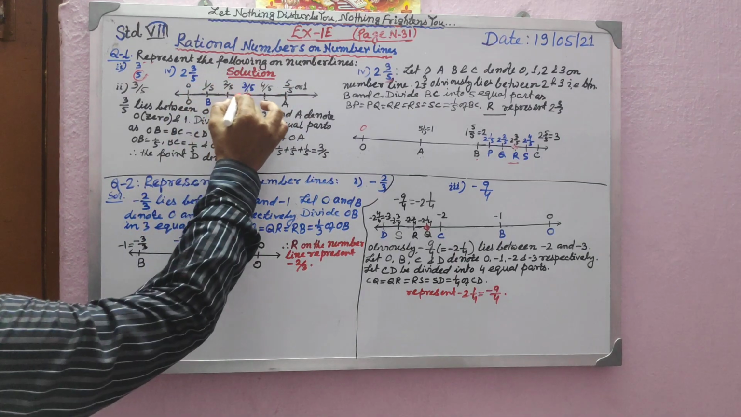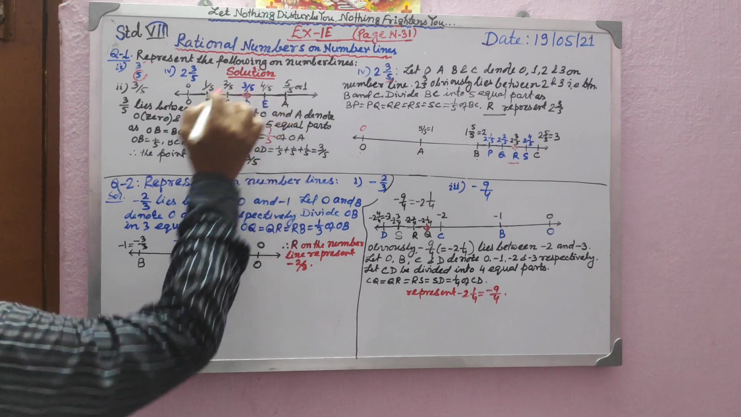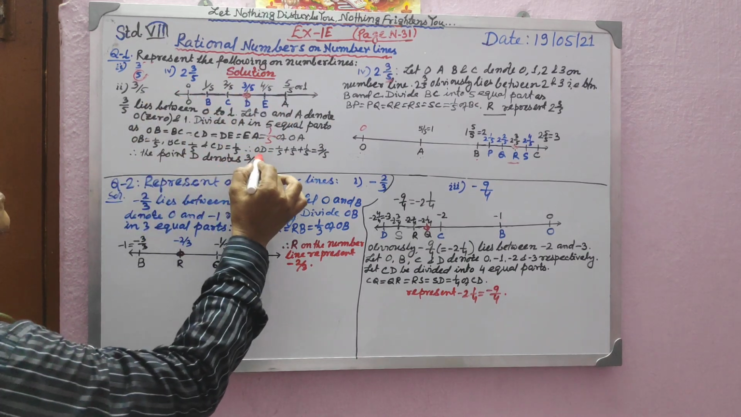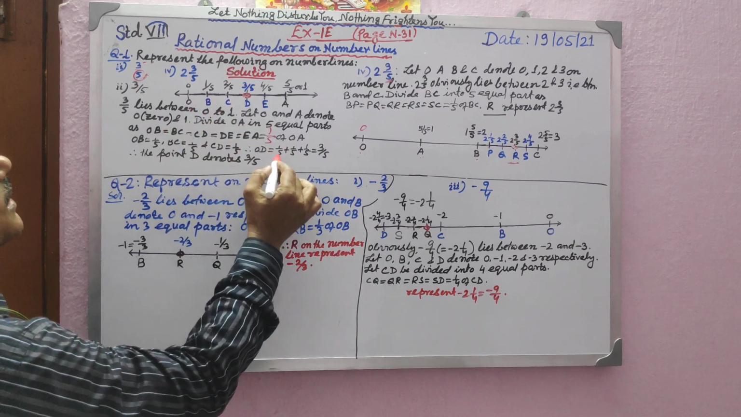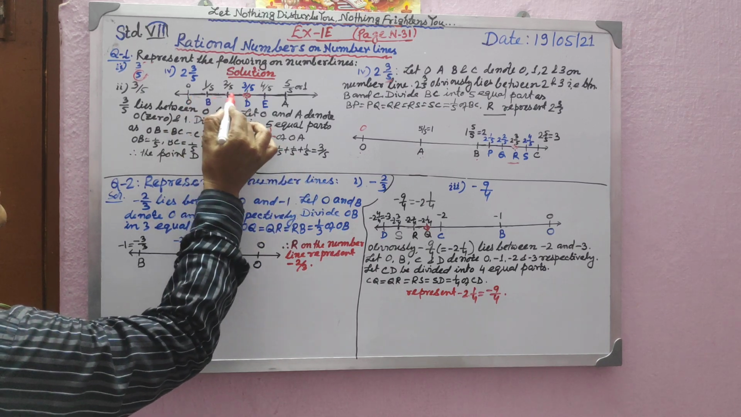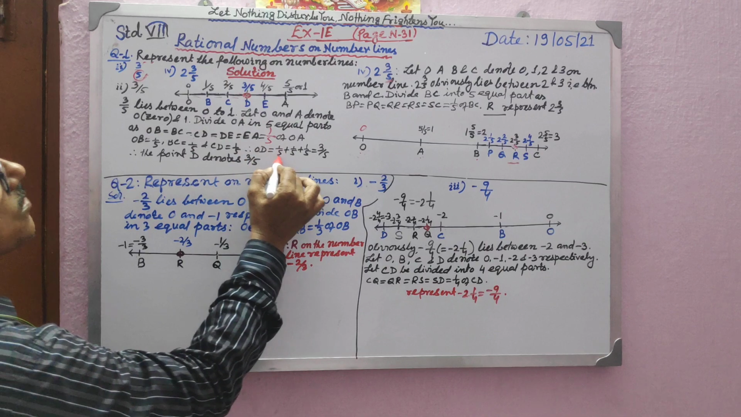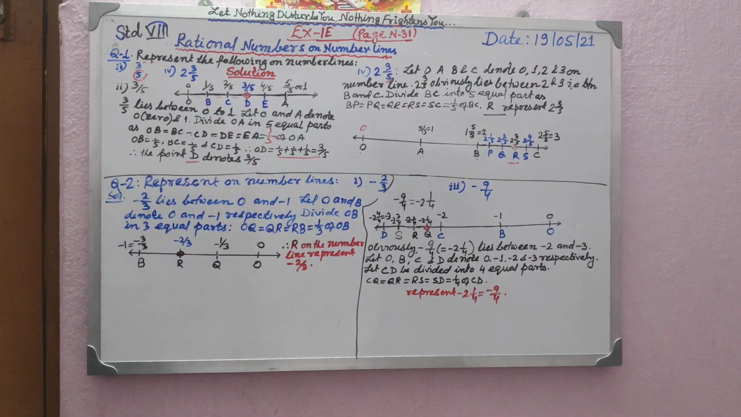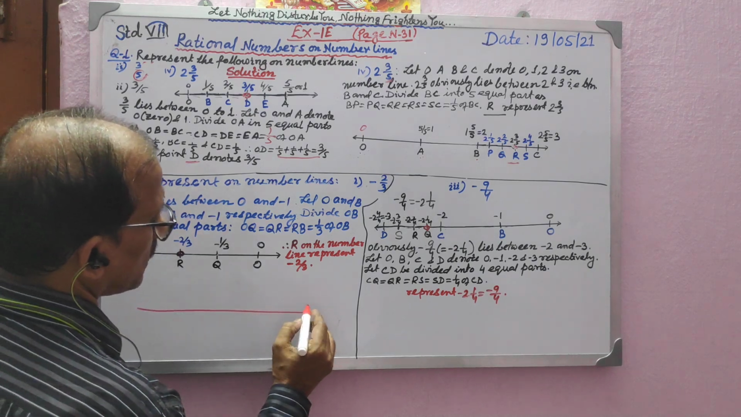Okay, the third part will represent 3 by 5. So D is the point. So OD is equal to how much? 1 by 5 plus 1 by 5 plus 1 by 5 is equal to 3 by 5. So the point D represents 3 by 5 on the number line. Could you understand? Things are very simple once you don't write down all the statements.